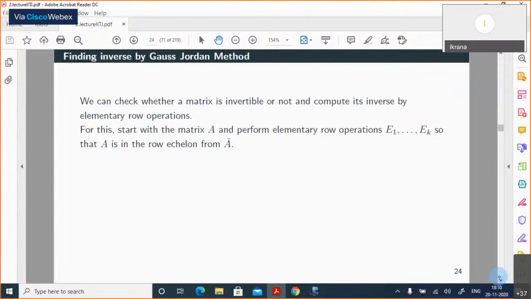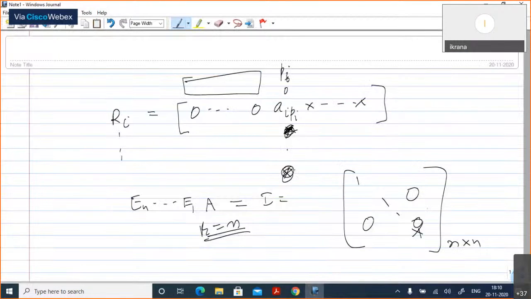Okay. So we want to check whether a matrix is invertible or not, and compute its inverse by elementary row operations. So the idea is very simple. Let us look at the idea.